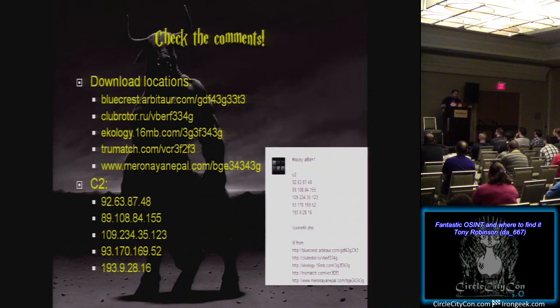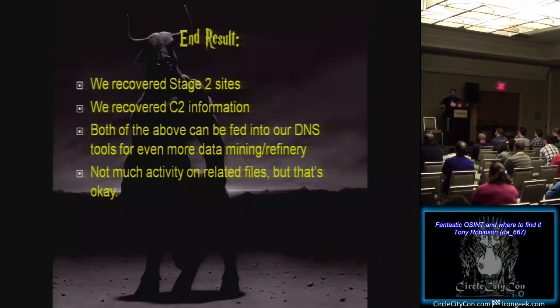We can throw this back into passive DNS, and we can try and figure out what the infrastructure looks like, or see if there's any domains that are associated with this IP address. So making that bigger picture. The end result here is we recovered what stage 2 sites the executable was downloaded from. We know where it came from. We know where the command and control is calling back to. And we can feed all of that into our passive DNS tools to get even more data out of it.